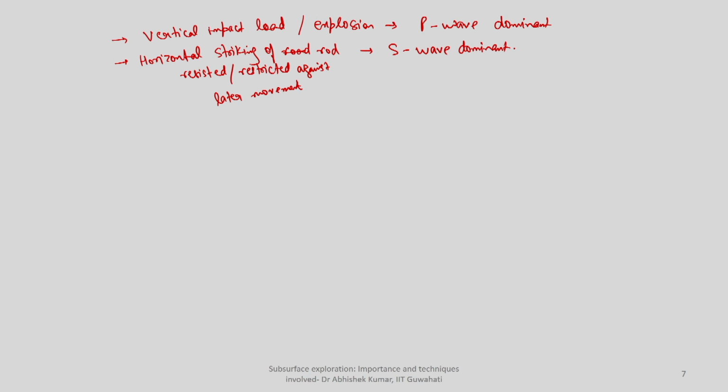So when we are interested in determining P wave velocity, we can go for vertical impact or explosion. When we are interested in finding S wave velocity, you can go accordingly, depending upon what kind of source is there, you can decide which kind of wave your receiver is detecting here. Now, because this is a method of exploration, depending upon the velocity of the medium, we call it Vp, the primary wave velocity, and Vs.